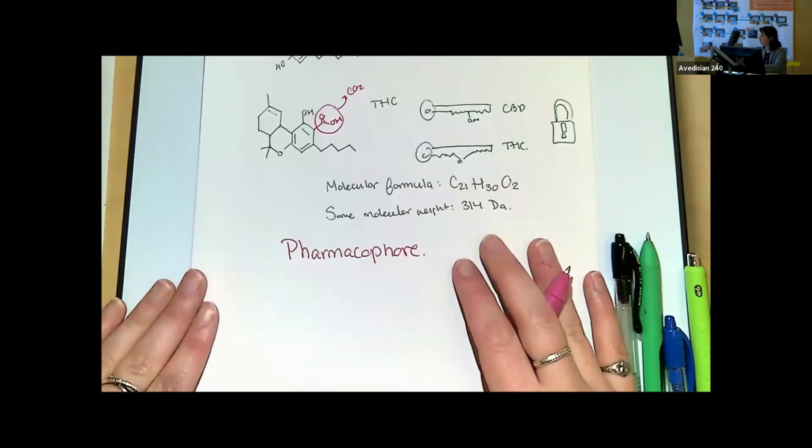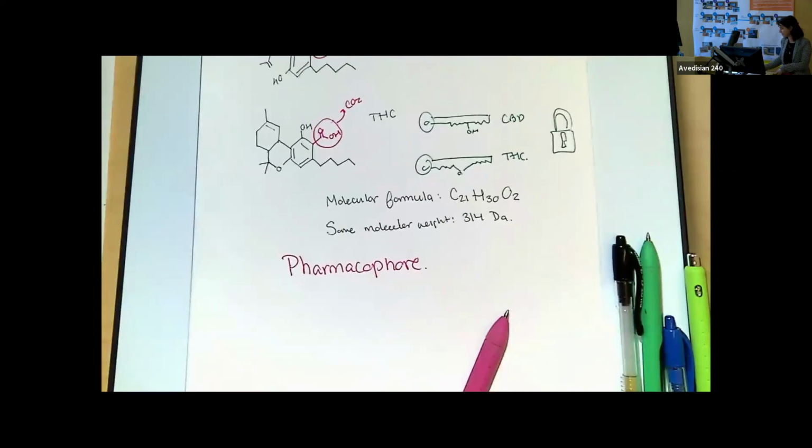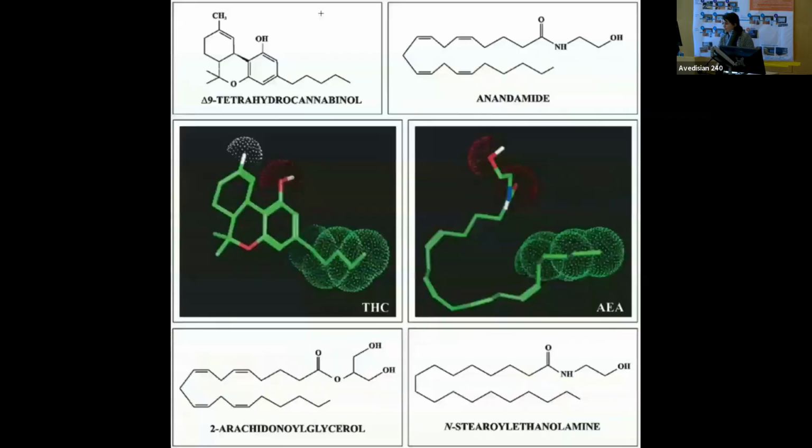So I'm going to show an image that was published in a journal called Nature, and it kind of just highlights what a pharmacophore is. Okay, it's a little blurry, but I think we can get the gist out of this. So on the left, we have THC, and on the right, we have anandamide.